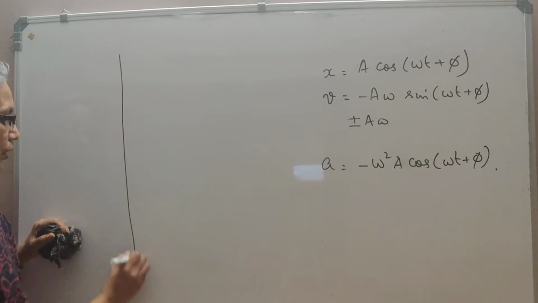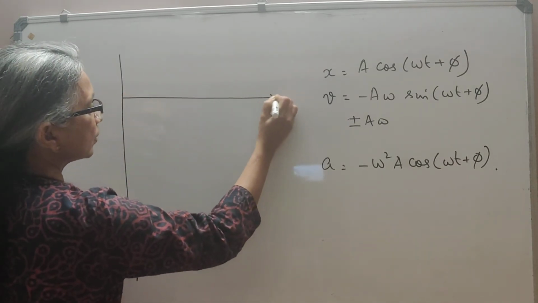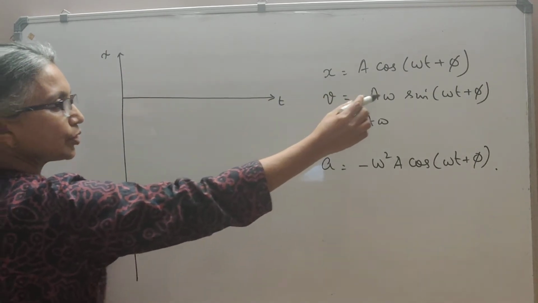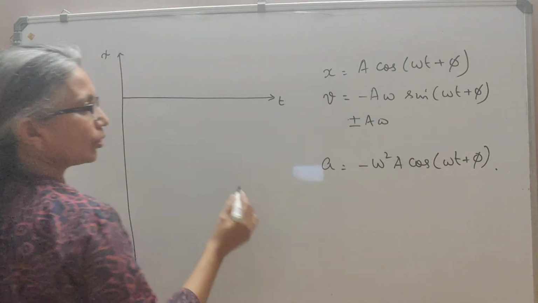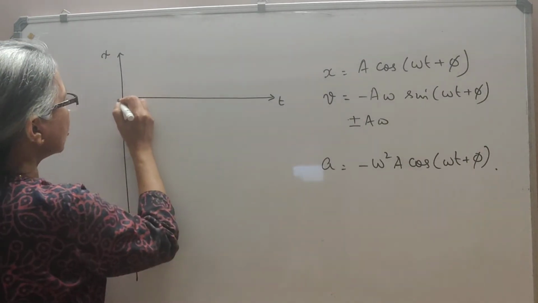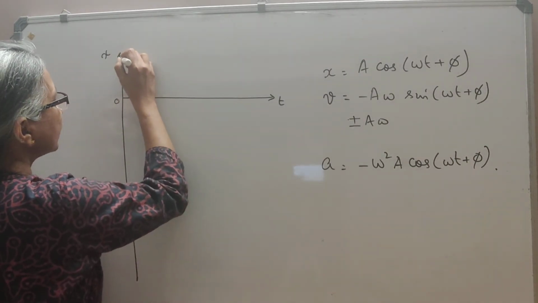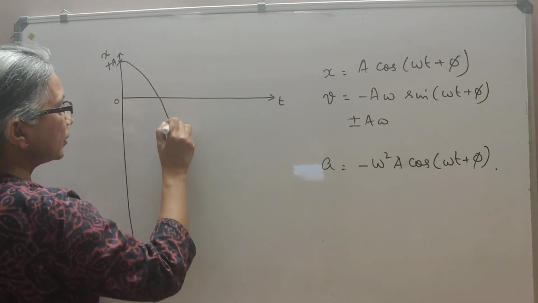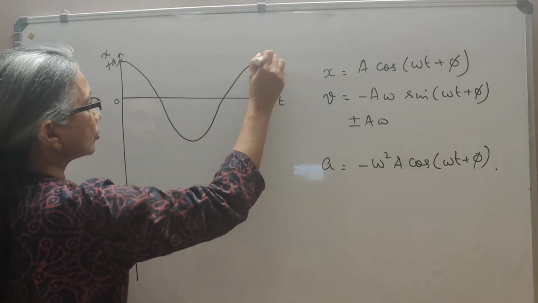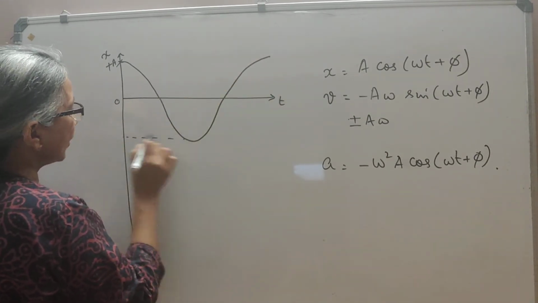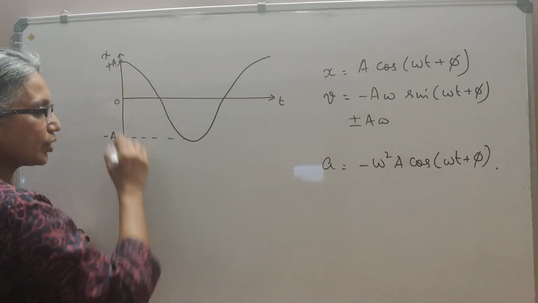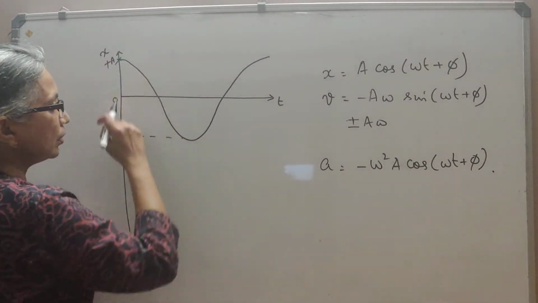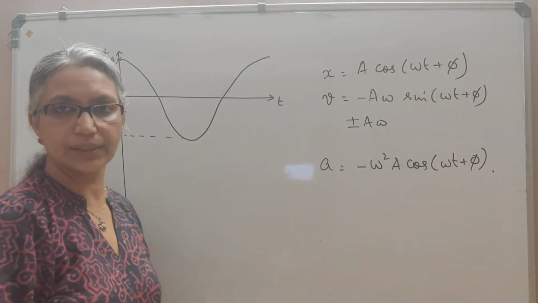So if I represent the displacement, this is t, and here we have the displacement. If I substitute t equal to 0, it's a cosine function. So at t equal to 0, we have the maximum, that is plus A, and then it goes on to take 0, then negative, and then back to the maximum. So this will be the minus A. The displacement oscillates between plus and minus A.